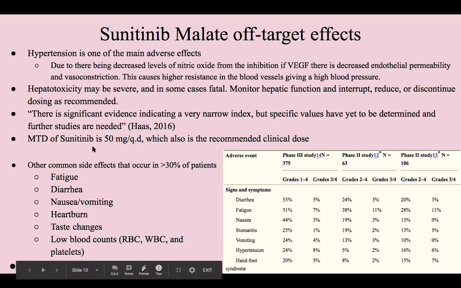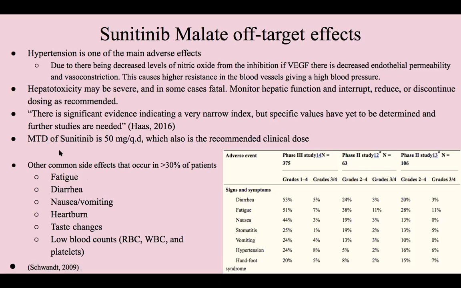But the main problem is the very narrow therapeutic index. As we said before, the maximum tolerated dose is 50 milligrams, but that's also the recommended clinical dose. So the maximum tolerated dose and the clinical dose are basically the same thing, which shows just how narrow the therapeutic index is.